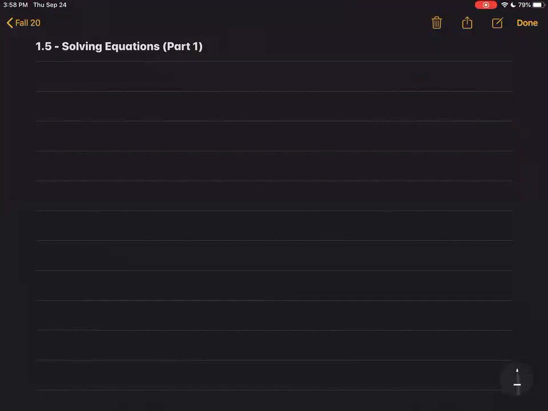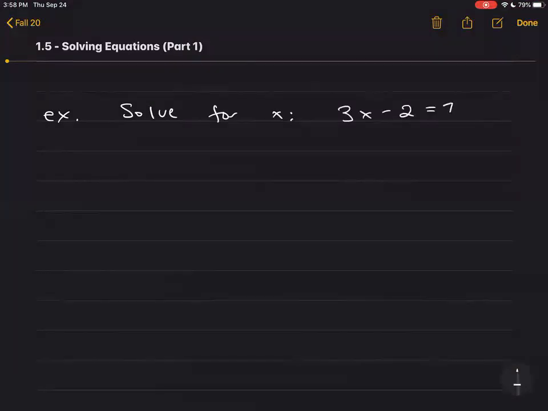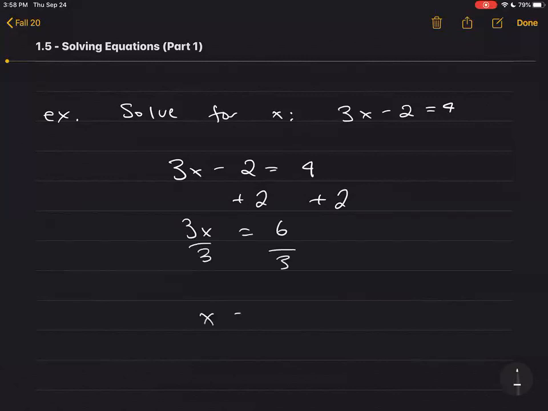So most of you should be familiar with solving equations in general. For example, a simple one might be: solve for x. If we want to solve something like 3x minus 2 equals 4, what you do is add 2 to both sides, and then we get 3x equals 6. Then we divide by 3 on both sides, and we get x equals 6 over 3, which is just 2.